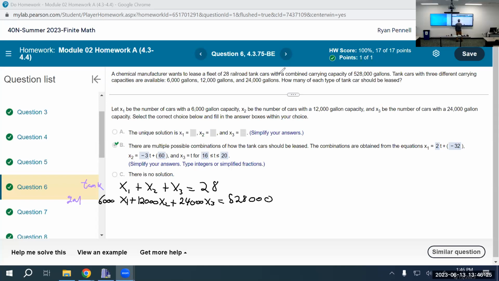And I'll also convert this into a matrix because I think I'm supposed to. 1, 1, 1, 28. Just turn that into 6, 12, 24, 5, 8. So there I am, my matrix. So I at least set it up.